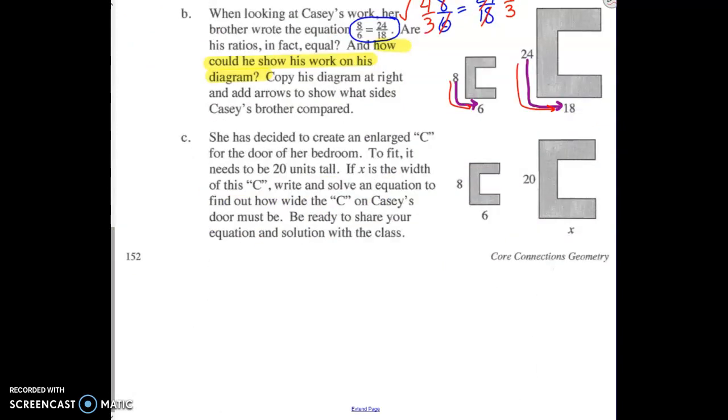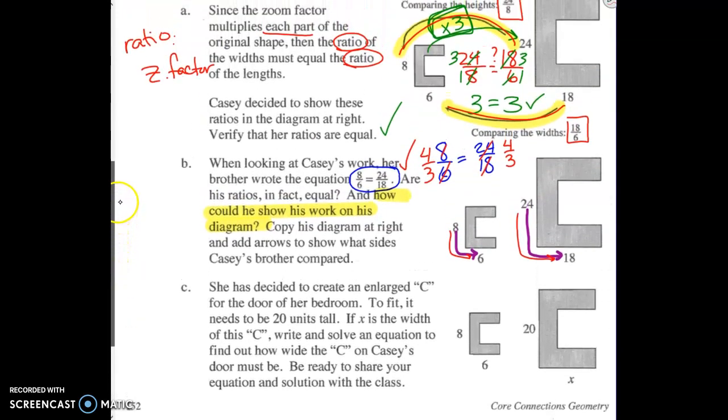And so the last thing that I want to help you out with here is how do we do this when it's not so obvious, when it's not a zoom factor of 3 or a zoom factor of 3/4.